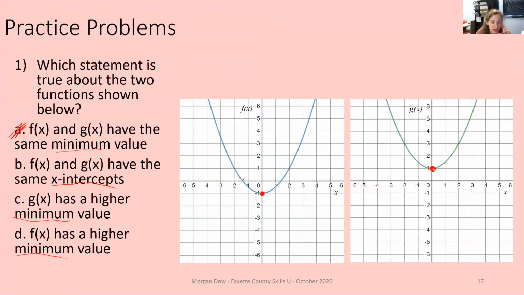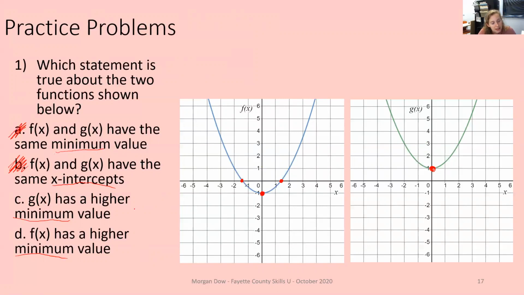F of x, I see that it's crossing the x-axis here, so like between -1 and -2, and it's crossing the x-axis here between +1 and +2. Let's go over to g of x, and I see g of x isn't touching the x-axis at all, so it has no x-intercepts. So they can't have the same ones, right? If f of x has 2 and g of x has none, it's definitely not the same. So I'm going to mark off B. That can't be the answer.